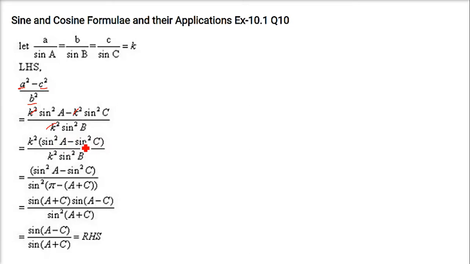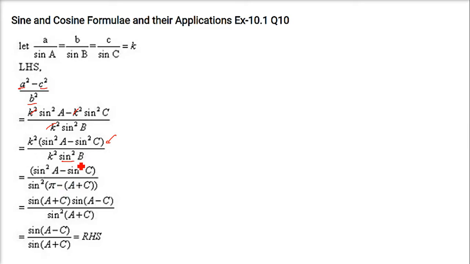Now this sin square a minus sin square c simply means sin(a plus c) sin(a minus c). This means sin square theta 1 minus sin square theta 2 is sin(theta 1 plus theta 2) sin(theta 1 minus theta 2). And here this sin square b.